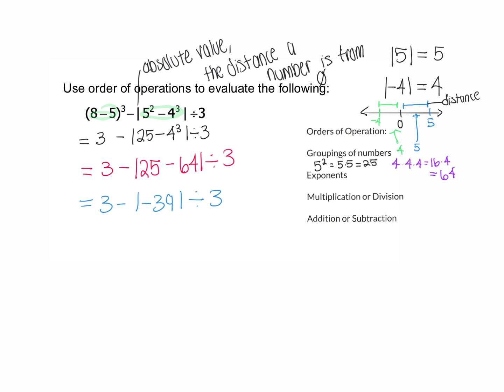So now I'm going to take the absolute value of negative 39. So I have 3 minus 39 divided by 3. So now we're done with our groups of numbers. We now are going to go through our exponents. We don't have any, so we're all good. And then we have multiplication or division. We don't have multiplication, we have division right here. So we're going to do 39 divided by 3, so that's 13. Then we have 3 minus 13. Now we go to addition or subtraction. We just have negative 10.